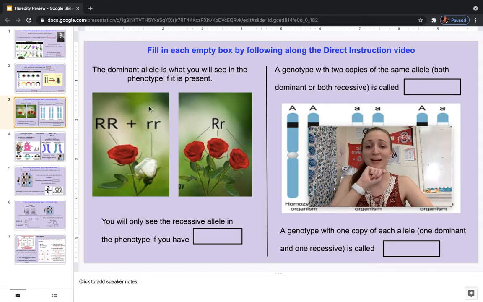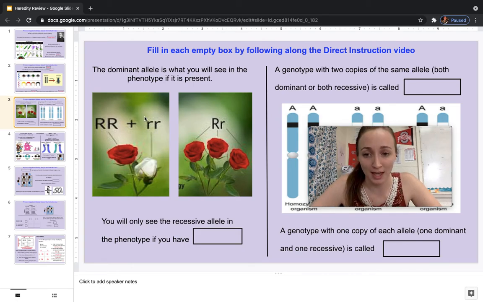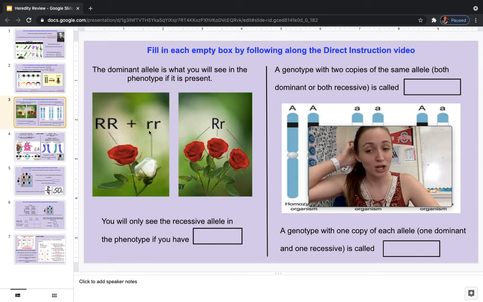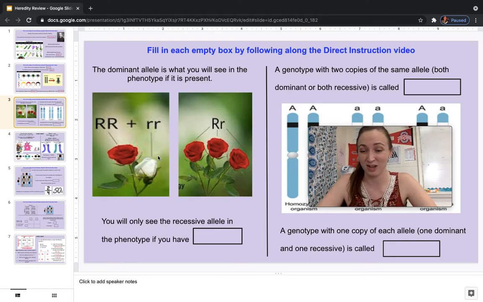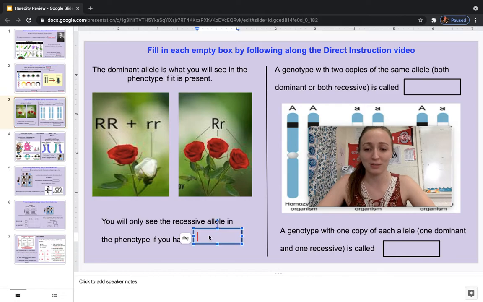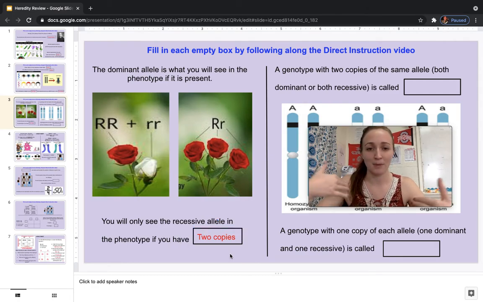The only time you're not going to see the dominant allele is if there are no dominant ones present in the genotype whatsoever. So here we have two lowercase r's, right? That's two lowercase or two recessive alleles. So you're going to see the recessive phenotype, which in this case is a white flower. Again, you're only going to see the recessive allele in the actual phenotype if you have two copies. There cannot be any dominant alleles or it will dominate.